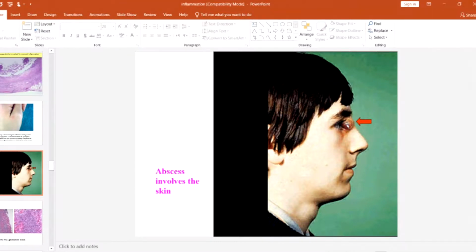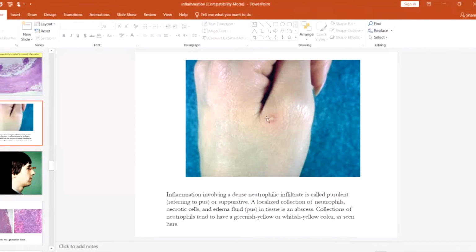So I repeat, a third morphological pattern of acute inflammation is the suppurative or purulent or pus, mainly caused by Staphylococcus. What is pus? Pus means neutrophil, edema fluid, necrotic debris. Grossly, pus, this is pus. Grossly, once you see an area of pus which is yellow or green in color, okay, this means pus. This means there is bacteria.